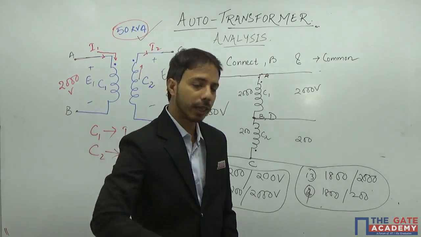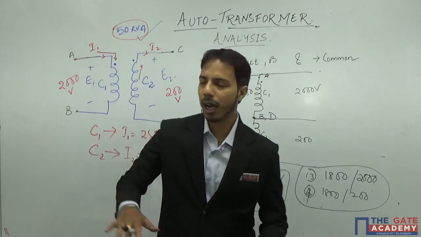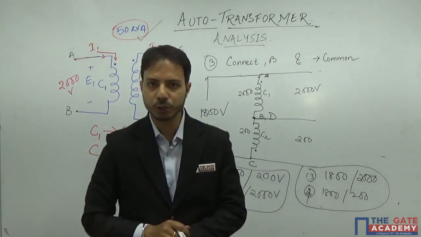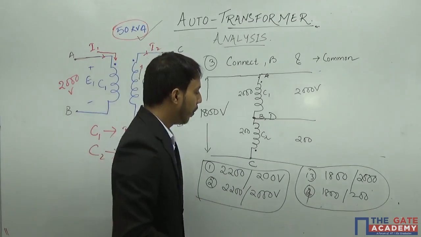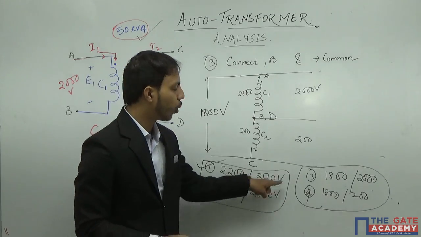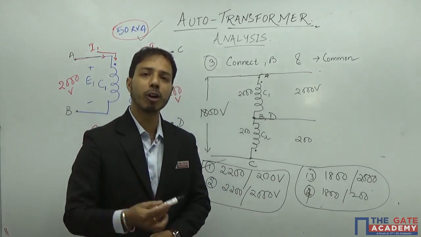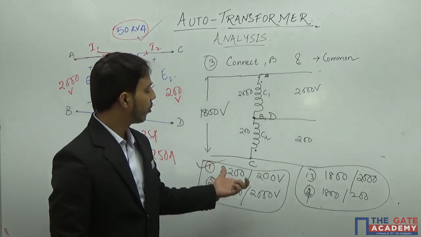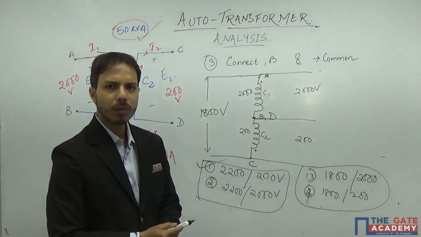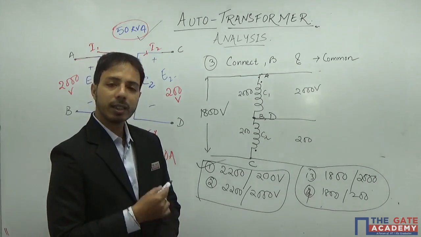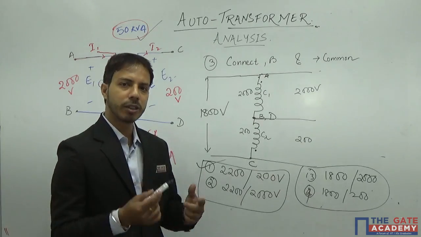Secondly, you may also get questions like: I have a 50 kVA 2000 by 200 volt 2-winding transformer, and I have made it a 2200 volt by 200 volt transformer. Then what is the kVA rating for this type of connection? So once they have given it in this way, you need to find out what the connection is. So we will take practical GATE examples and try to solve them.